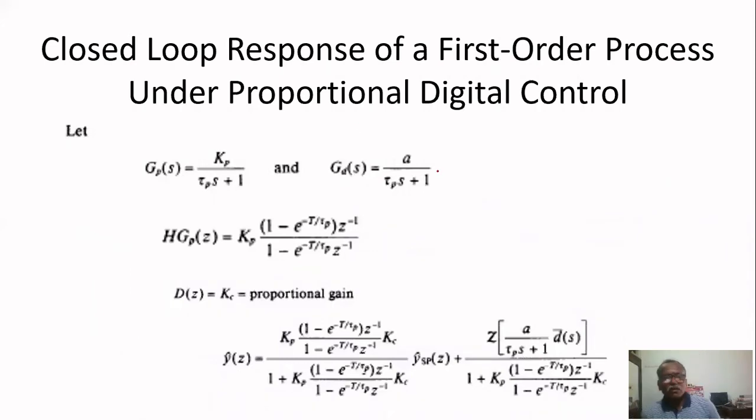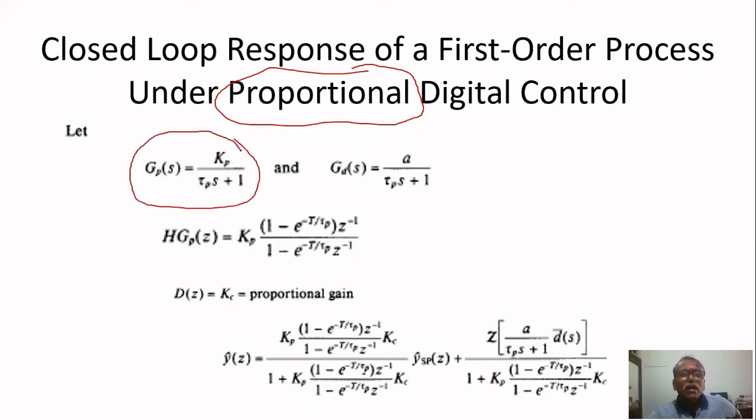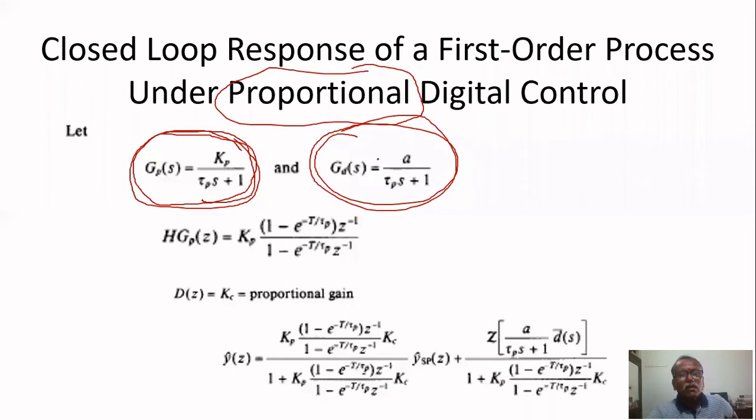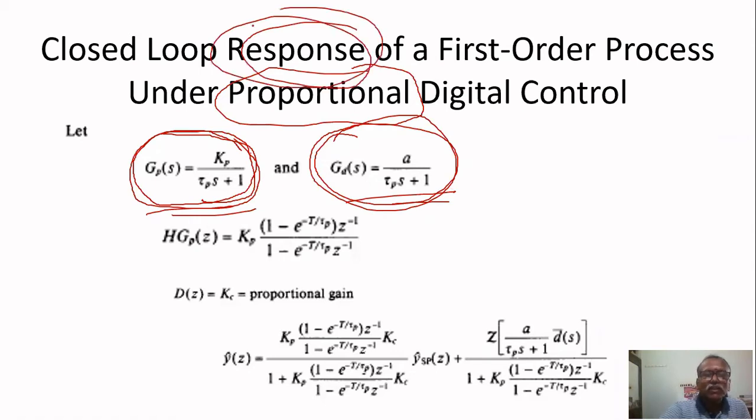Closed loop response of a first order process under a proportional controller. I am going to use a digital proportional controller to find the response of this system. It has two transfer functions. One is the input output function. Another one is the disturbance model, the disturbance system. This is the input output model and this is the disturbance model. From that, let us find the closed loop response.